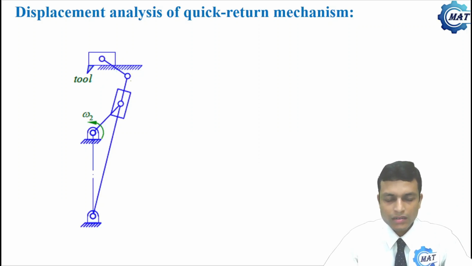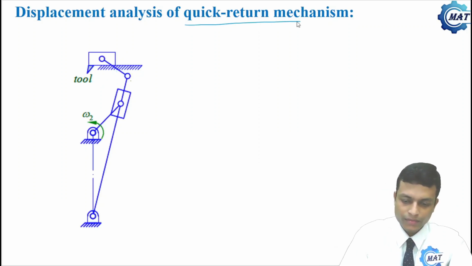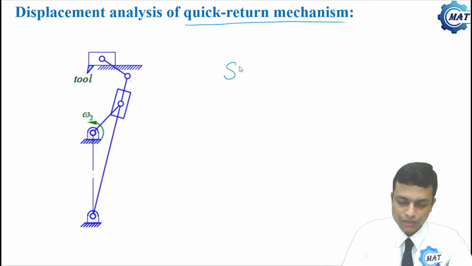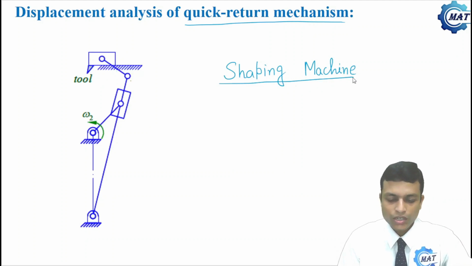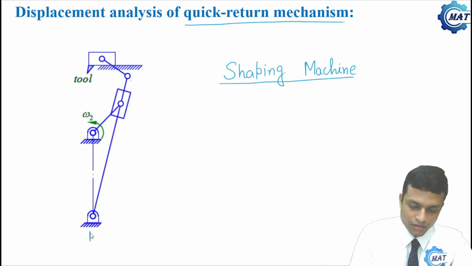Let us start the displacement analysis of quick return mechanism. These mechanisms are used in shaping machine. So quick return mechanisms are used in shaping machine. So first, let me denote the link numbers and kinematic pairs.